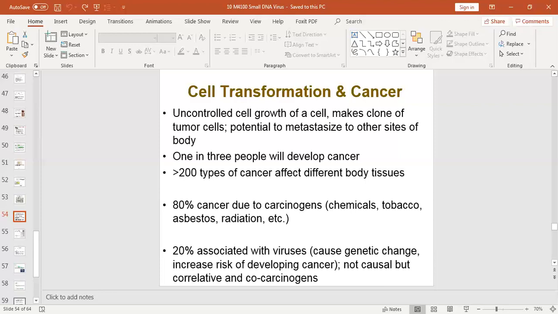These viruses, because of their integration into the host cell genome, are capable of causing genetic changes and increase the risk of developing cancer. It is not usual that, but it's correlative, and we have carcinogens and co-carcinogens, meaning that we have virus infection going on, and then we also have additional factors, co-carcinogens, that aid the process of transformation.